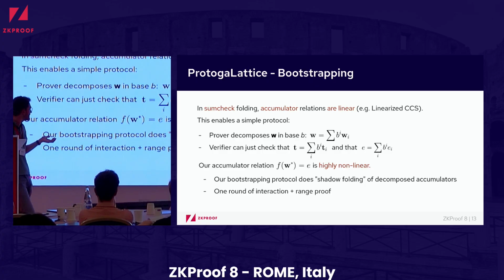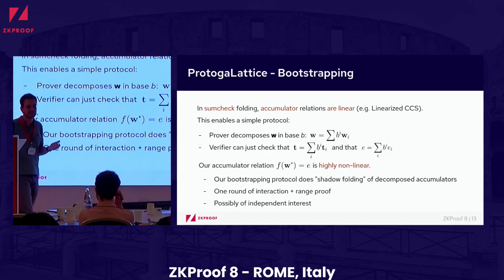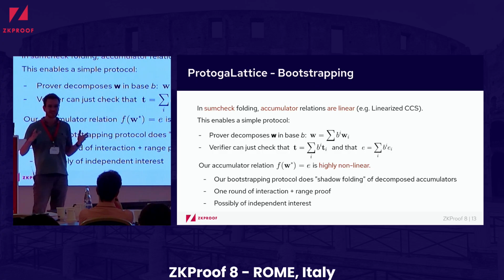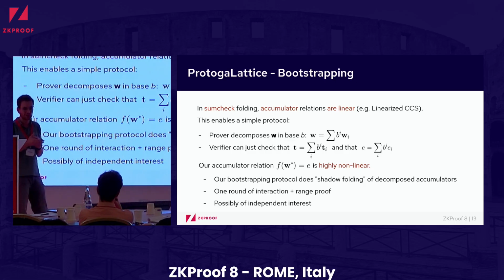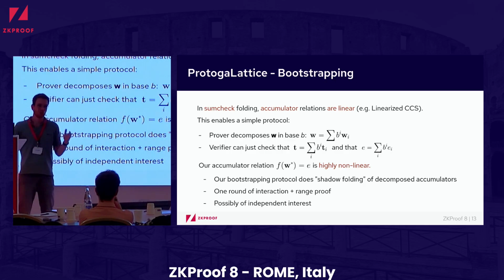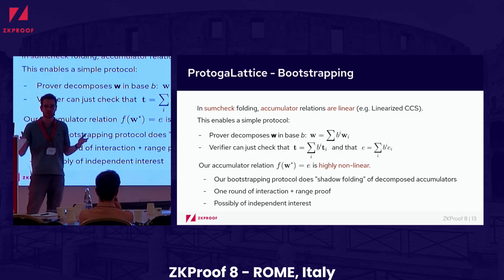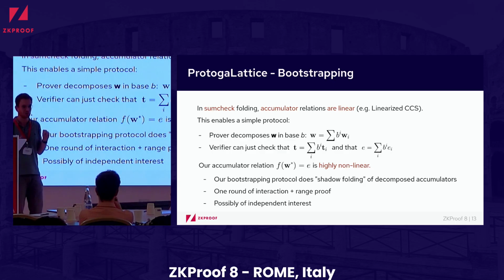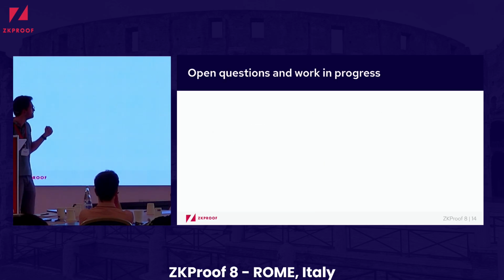I also think this protocol is of independent interest. I don't know exactly in which situation this could be useful for another protocol, but we're taking an accumulator and reducing its norm. So it really sounds a bit like FHE bootstrapping, and it works for any relation. So if at some point you have a folding scheme that you don't know how to control the norm of, maybe this is useful for you. Could be. I don't know. And this protocol is only introducing one more round of interaction to the protocol.